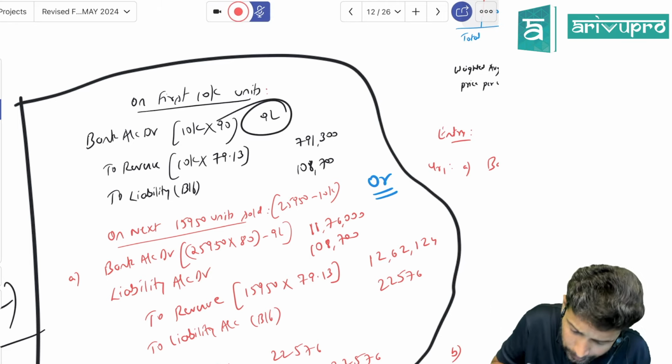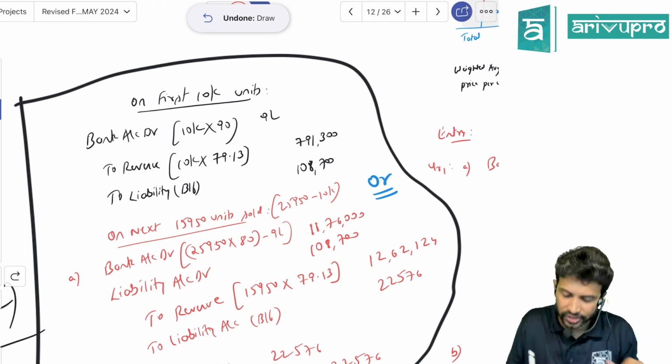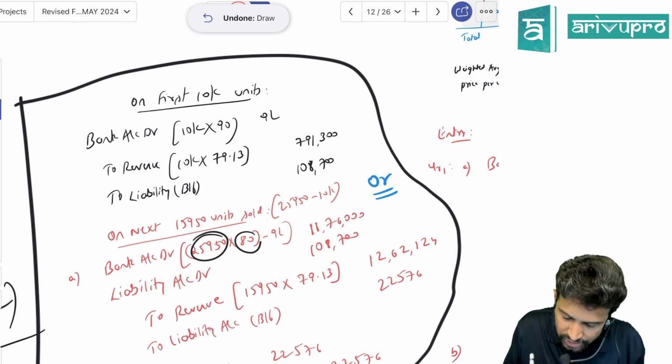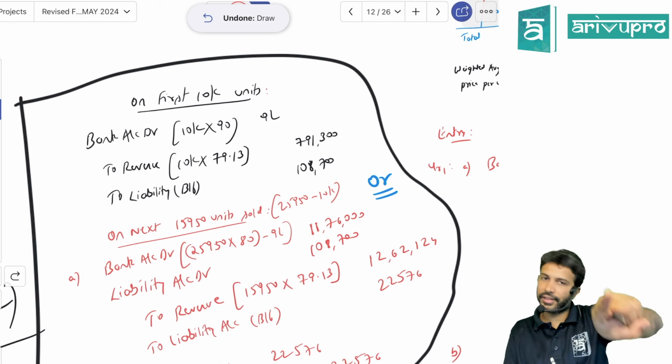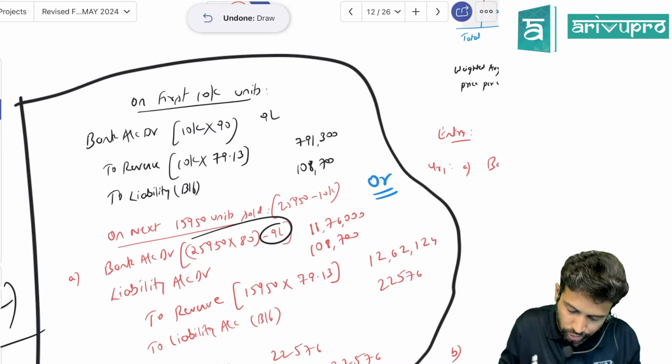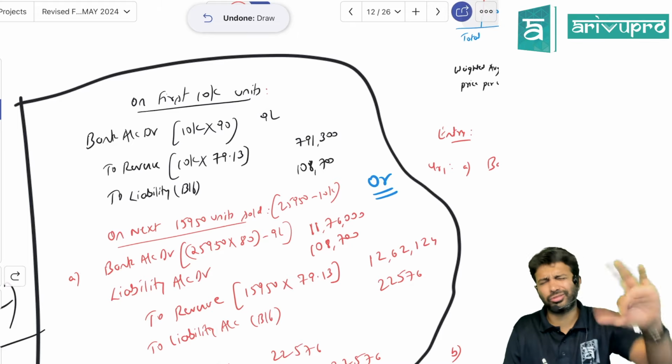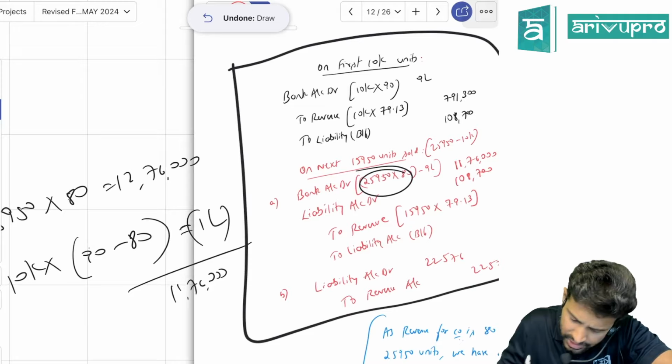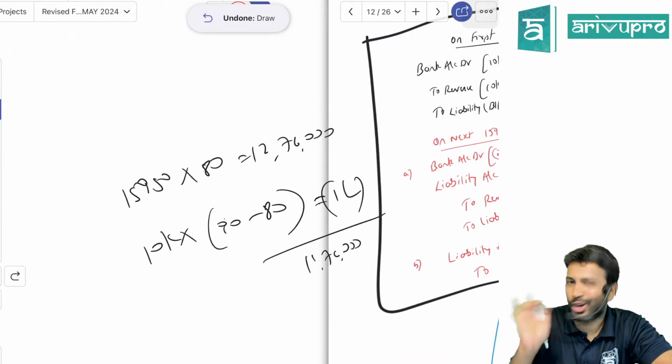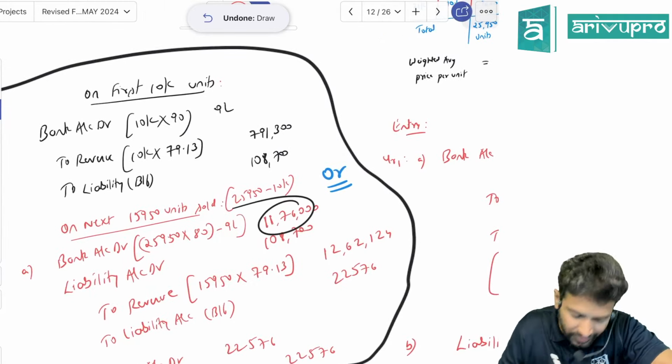But first he has already paid us 9 lakh. This is the total units multiplied by price; if you do, you'll get 20,76,000. Of that, 9 lakh he has already paid, so reduce that and he'll pay 11,76,000. Your choice, the way you want to press, like this or like this. So the customer will pay 11,76,000.